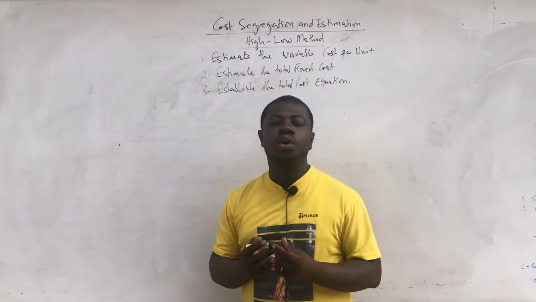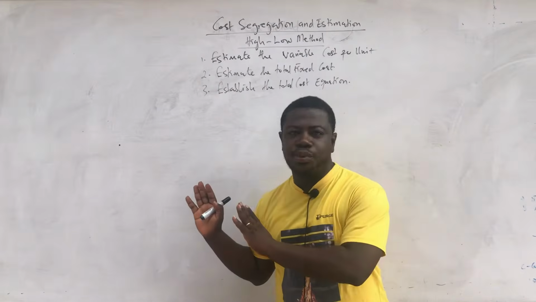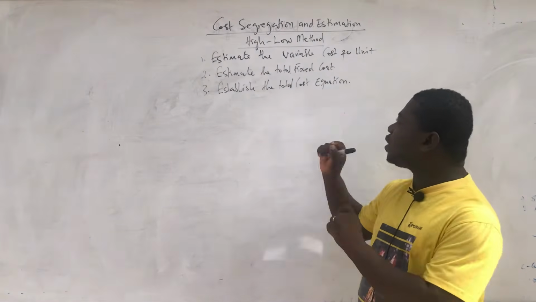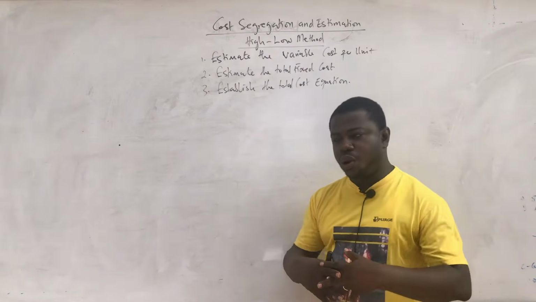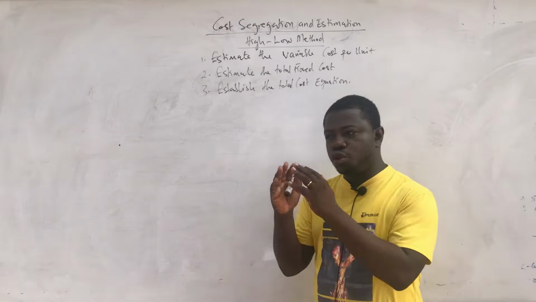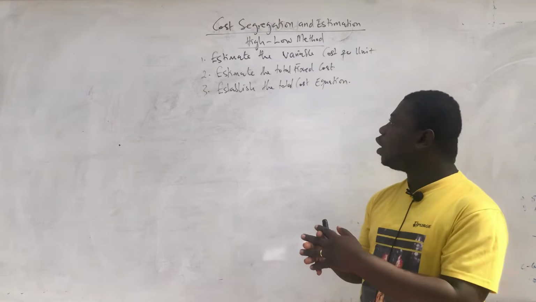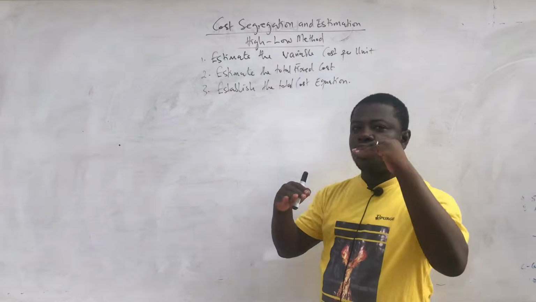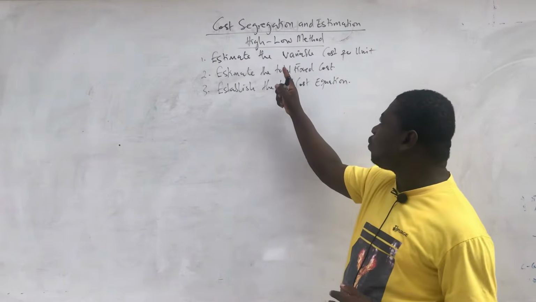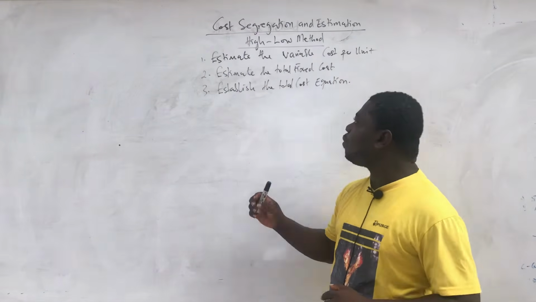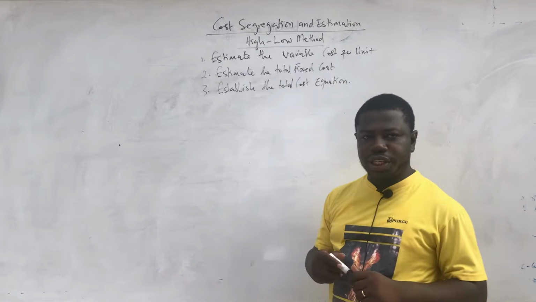All right, so we are going to follow these three simple steps. First of all, we have to estimate the variable cost per unit. When we are given a total cost, we have to use the activity levels that are given, and we are going to use the highest and the lowest activity levels. That is why we call it the high-low method. And we are going to estimate the variable cost per unit.